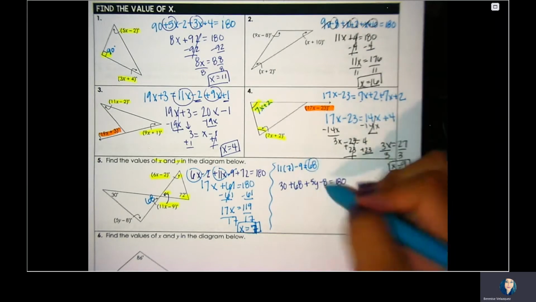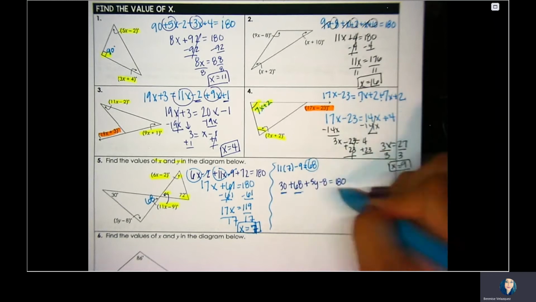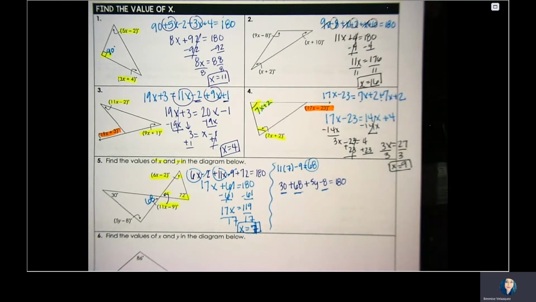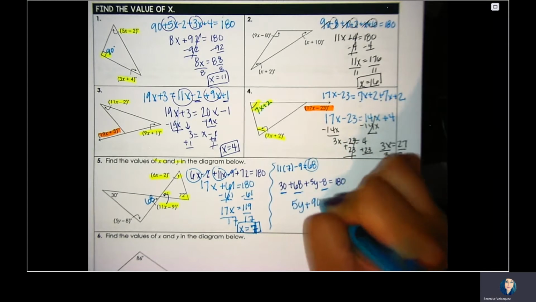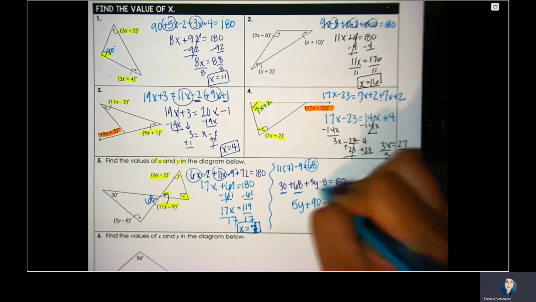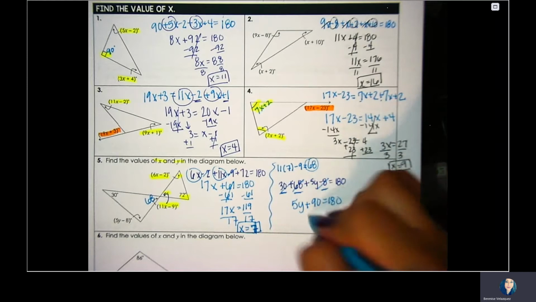Okay, so I'm going to combine all my numbers. 30 plus 68 and then minus 8 gives me 90. So I have 5y plus 90 is equal to 180. I combined all these and that's how I got 90.